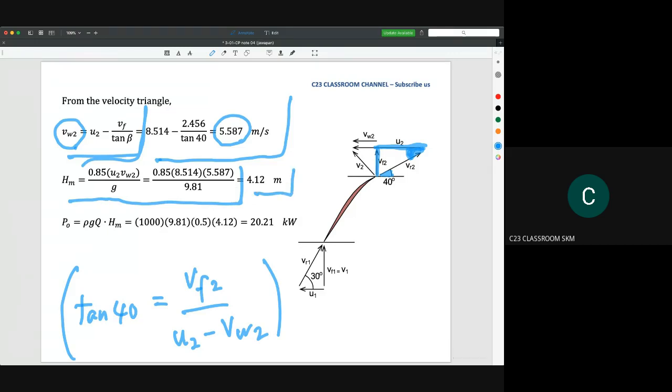Then we calculate the power output. This is the equation for power, rho GQH. If we use HM, manometric head, it means the actual head that can be delivered by the pump. That is the power output, the final outcome of that pump. So we substitute the value of HM here, and we get the output power of that pump is 20.21 kilowatt.